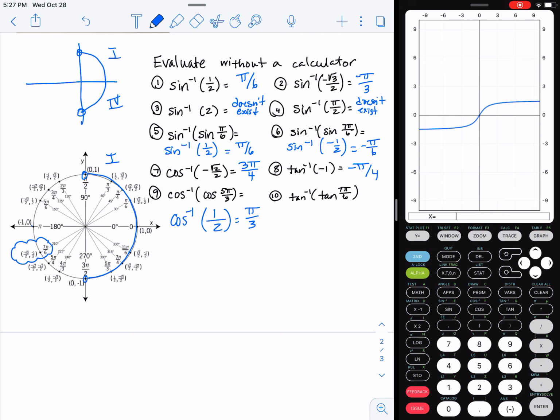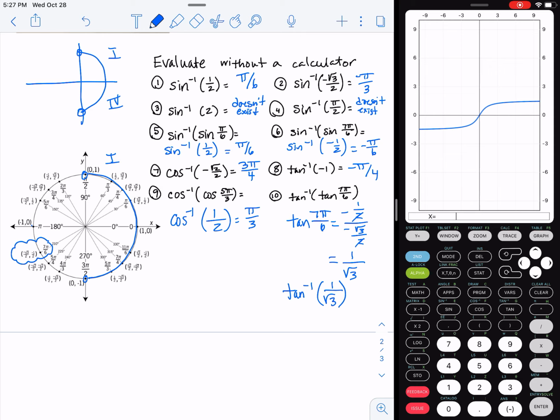Well, the tangent is going to be sine over cosine. So the tangent of 7 pi over 6 is equal to the sine, negative a half, over the cosine, negative square root of 3 over 2. Well, that is the same as 1 over square root of 3. So I'm looking at the arctangent of 1 over square root of 3.